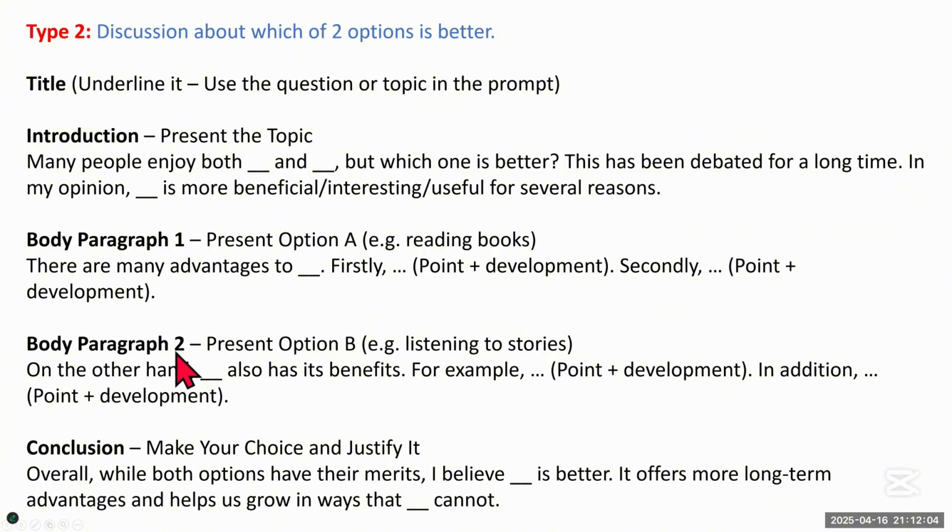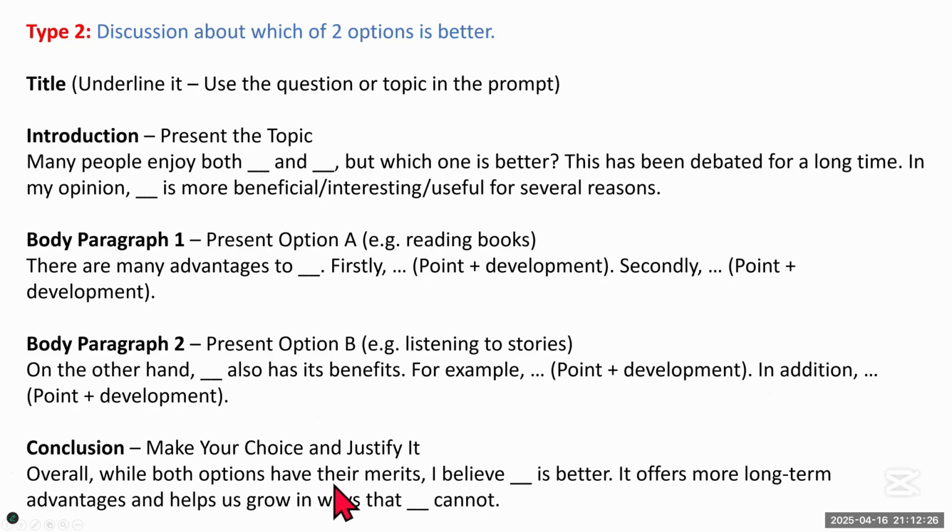In body paragraph 2, you present the other option. In this case, it will be listening to stories. So on the one hand, listening to stories also has its benefits. For example, point and development. In addition, point and development. In the conclusion, you should make your choice and justify it.